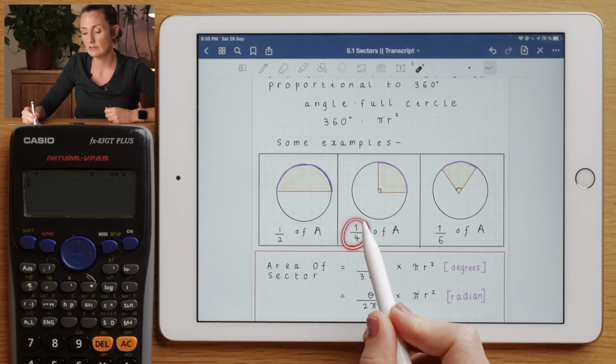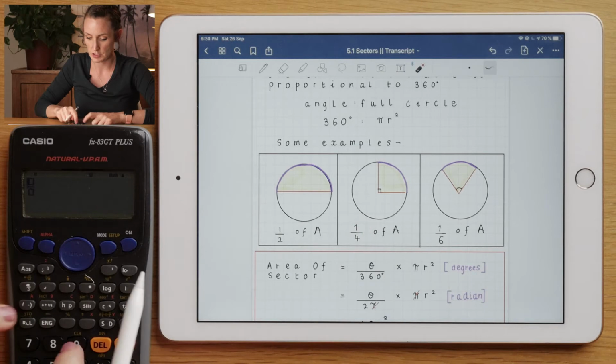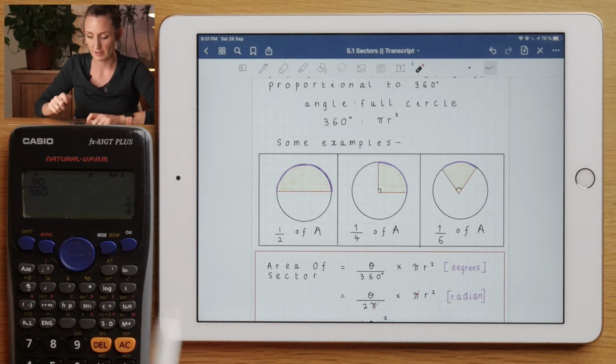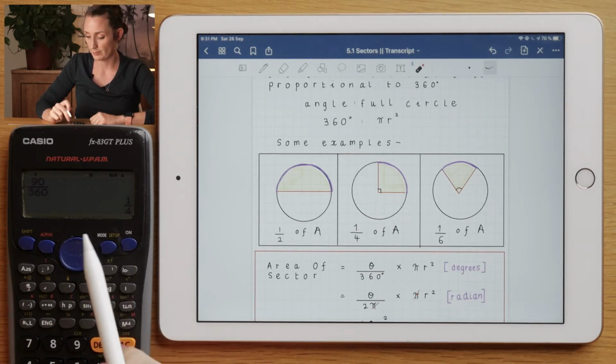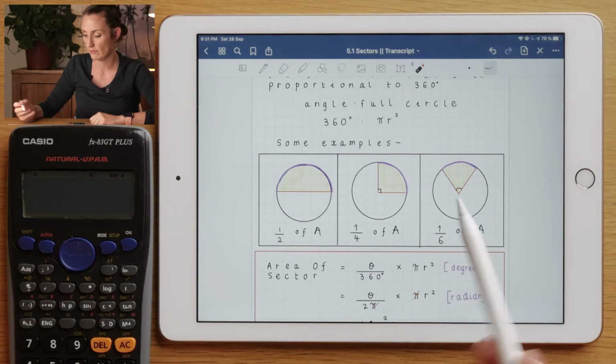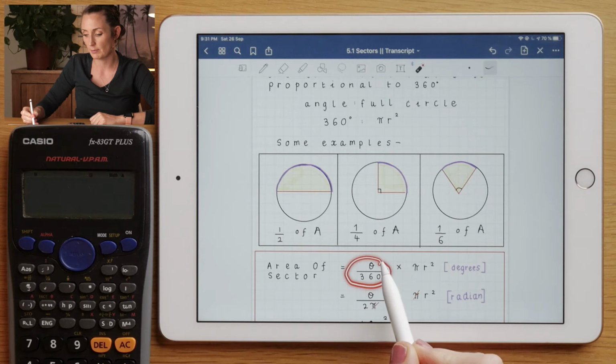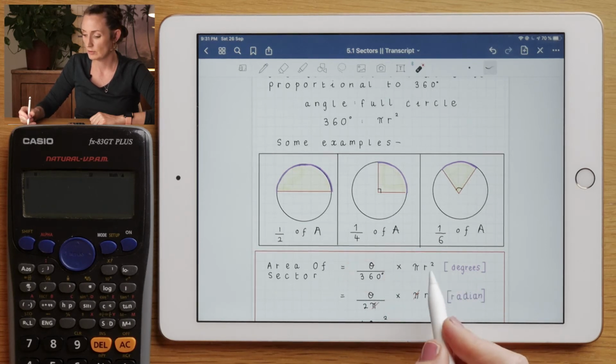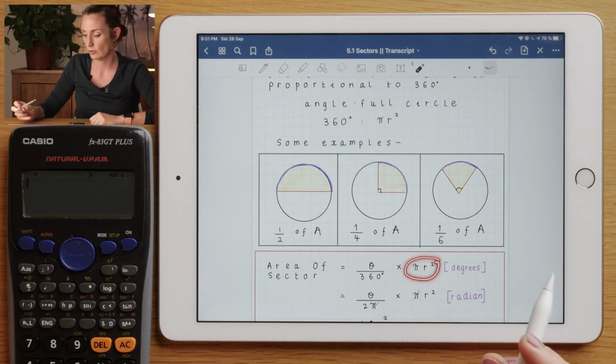We would know that 90 divided by 360, and you can check on your calculator if you don't believe me, would cancel down to be a quarter. So you always want to find out what fraction of the circle you have by taking your angle and dividing it by 360. Now we times that by the formula for the area of a full circle.